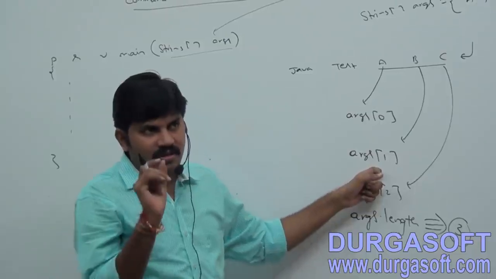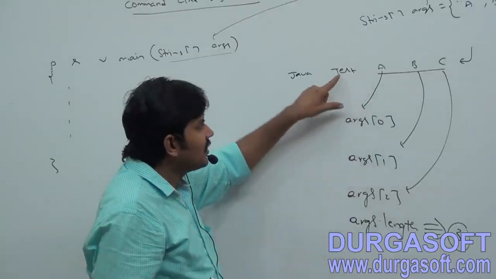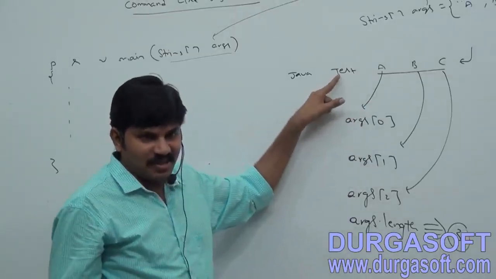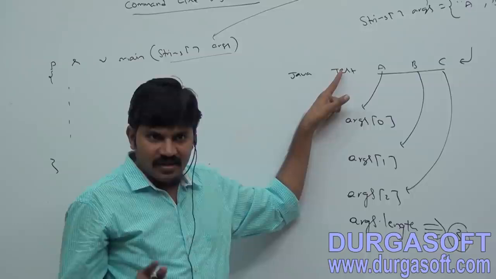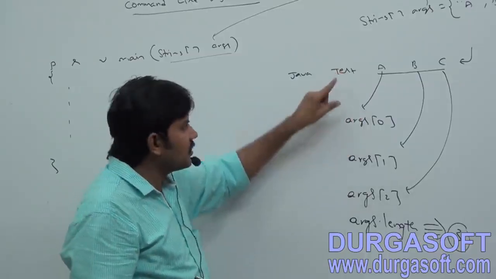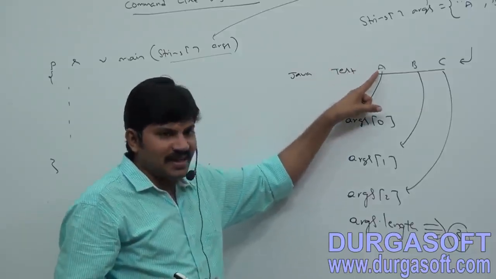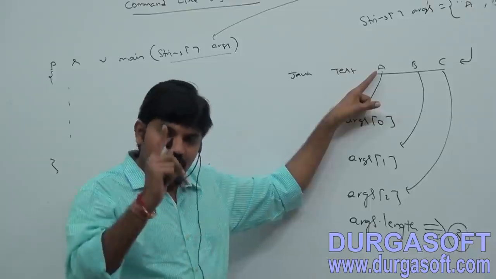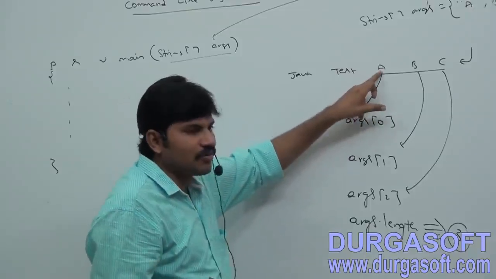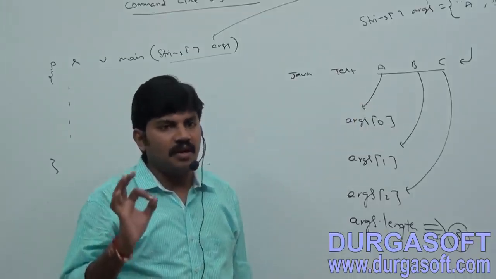But here one small thing you should be aware of. In C language, whenever you are executing a program from command prompt, the program name will become the first command line argument, this one will become the second argument, like that. But in Java, the first command line argument is this one only, but not the name of the class. Are you getting?